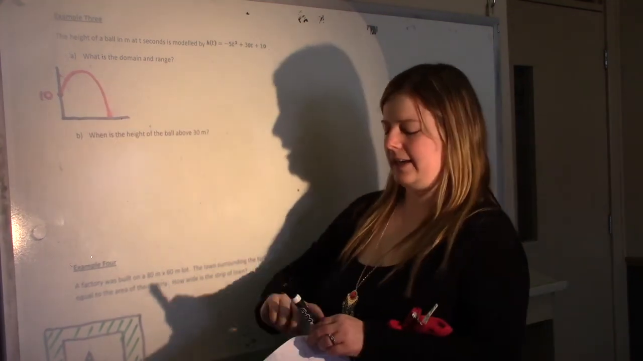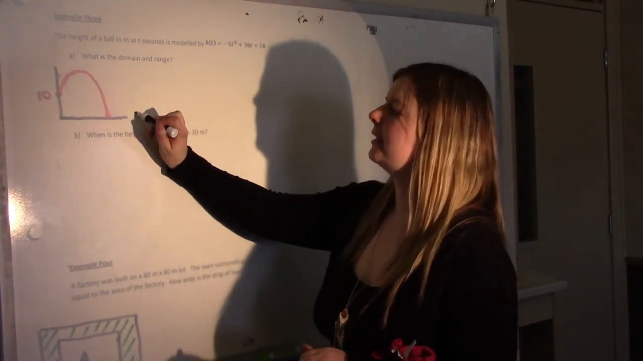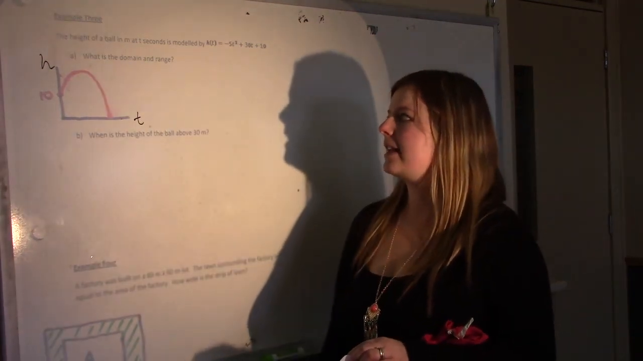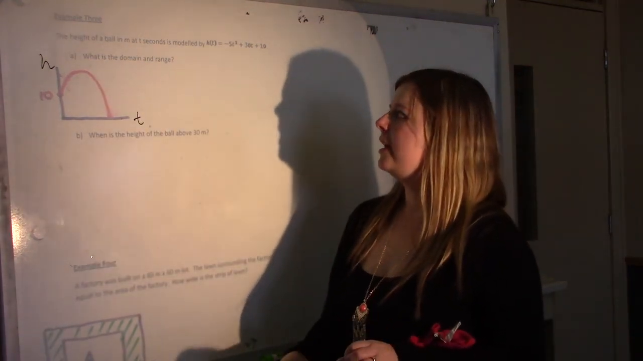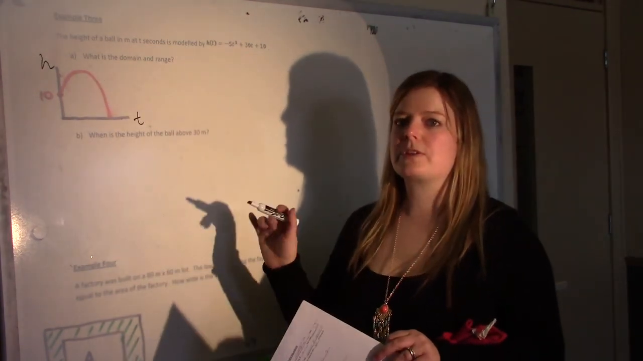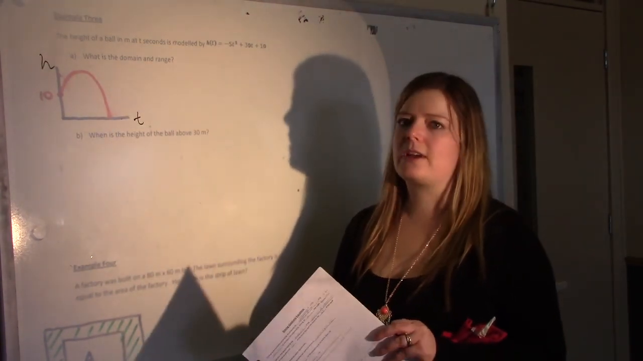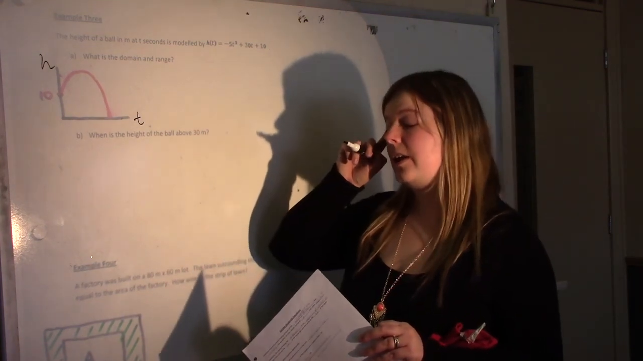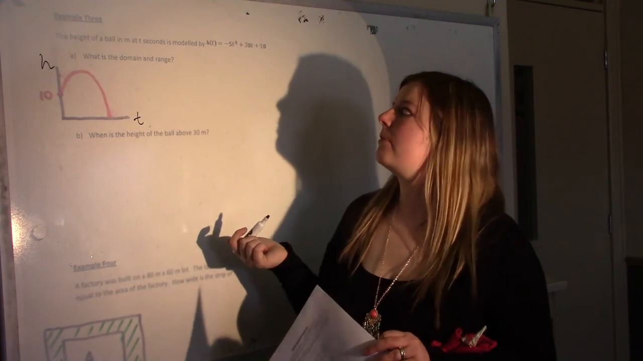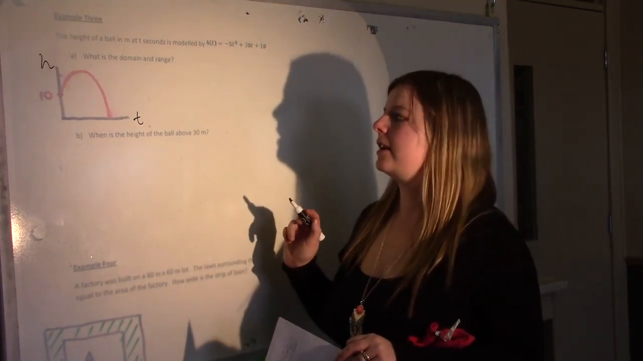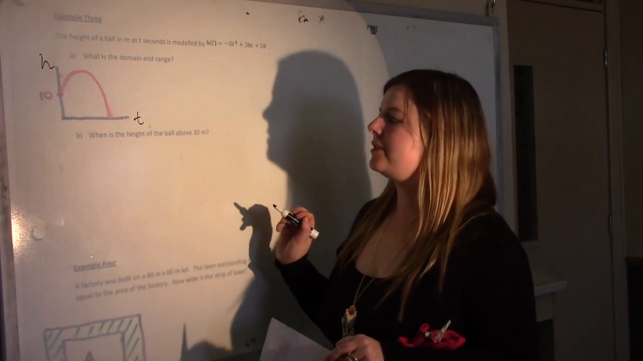So at 0 seconds, so this is t, and this is h. So at 0 seconds, the ball is at 10 meters high, okay? And then we are assuming it goes up and then goes back down again. I just drew up the most basic thing ever just so you could visualize what's going on here. So they want you to find the domain and range. So normally the domain for a parabola would be any real number, but this is within a realistic situation. So the domain, remember, has to do with time.